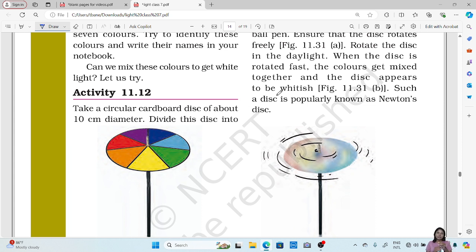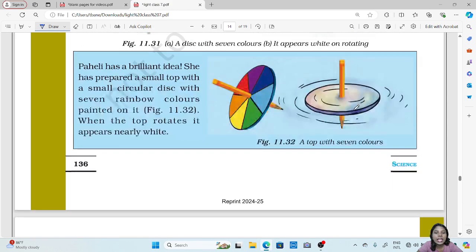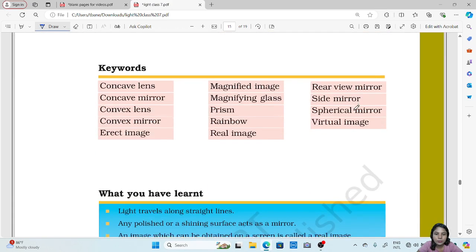So they have taken a pen tip and a round cardboard which has all the 7 colors of the rainbow. What they are saying is you take it in sunlight and you twist it very fast. When you are twisting it very fast and the sunlight is falling on it, you will see that all the colors mix together to form white. Such a disk is popularly known as Newton's disk.